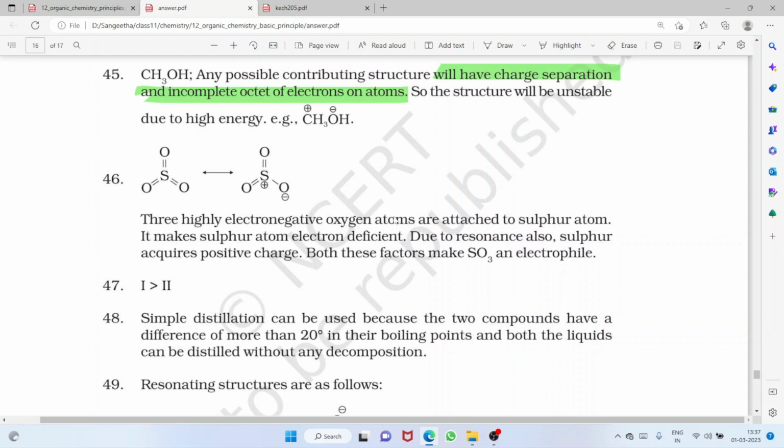The highly electronegative oxygen atoms are attached to the sulfur atom. It makes the sulfur atom electron deficient. Due to resonance also, sulfur acquires a positive charge. Both of these factors make SO3 an electrophile, that is, electron loving. Sulfur needs electrons.